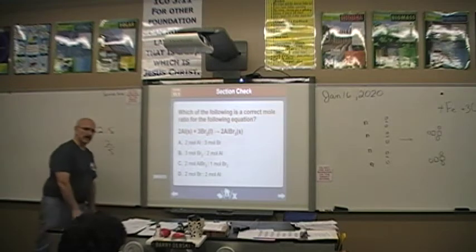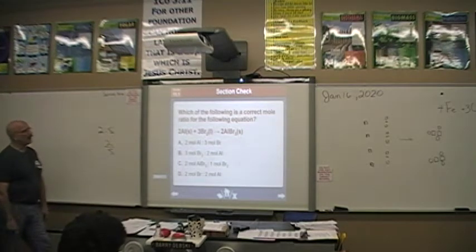Question number 1, because we're done section 1. How about that? Which of the following is a correct mole ratio for aluminum reacting with bromine, producing aluminum bromide?